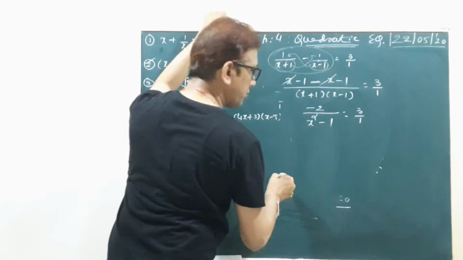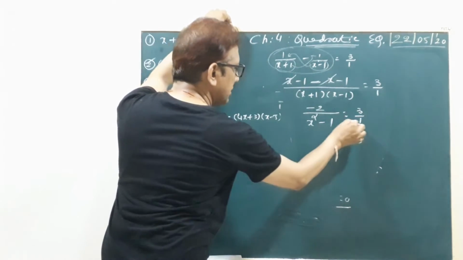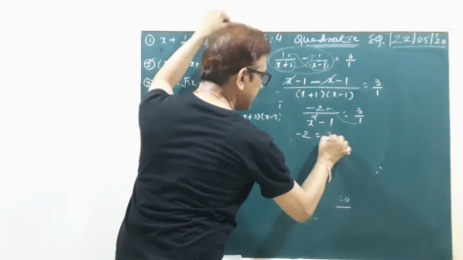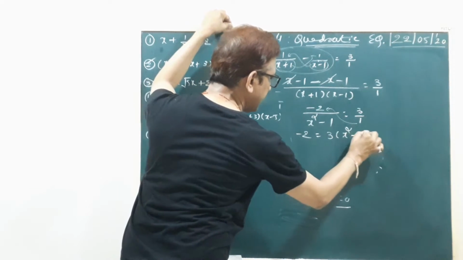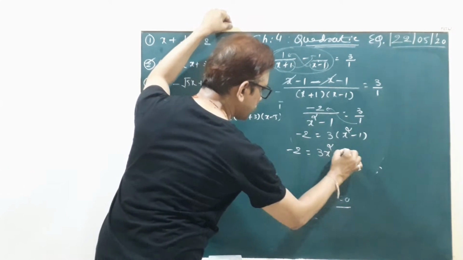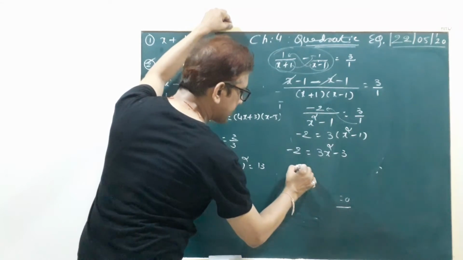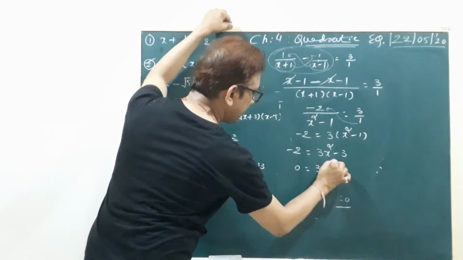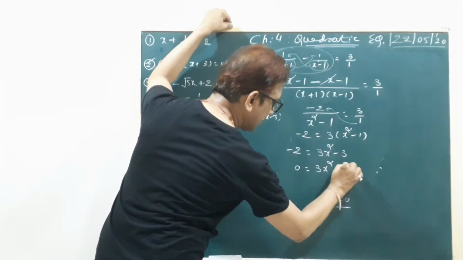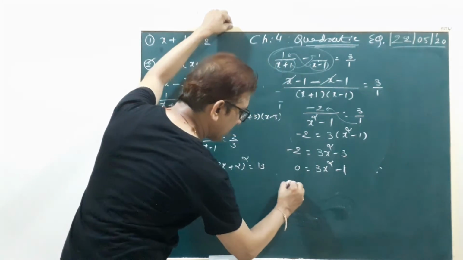Here 3 upon 1. Now cross multiplication. Here minus 2, and this bracket is 3 into (x square minus 1). Minus 2 equals 3x square minus 3. Okay, now move minus 2 to the right side. So here 0 equals 3x square minus 3 plus 2. So here minus 1. This is your quadratic equation.